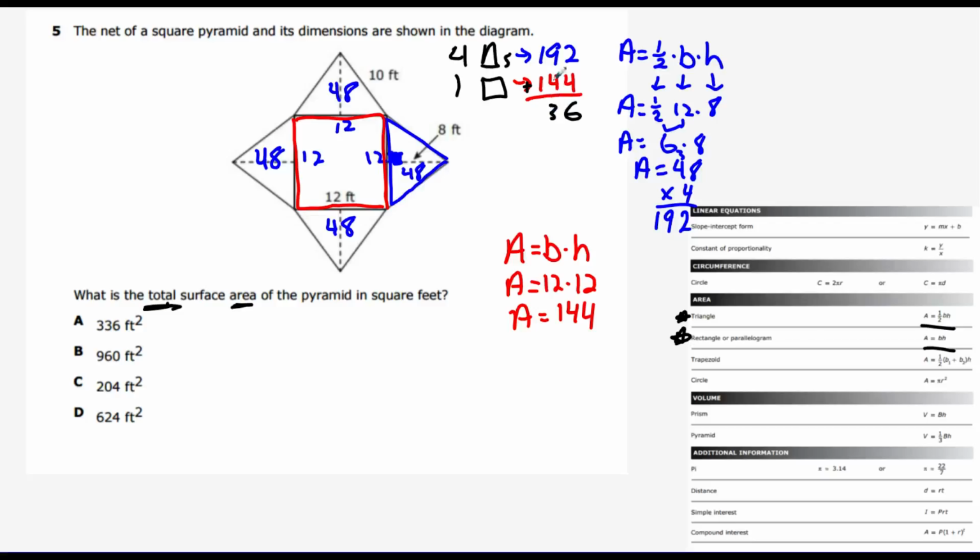We have 6, 3, carry the 1. Hey, look at that. 336 square feet. So this is probably one of the more complicated as far as math you had to do questions on the whole test. So if you miss that one, that's okay. We'll get it next time.